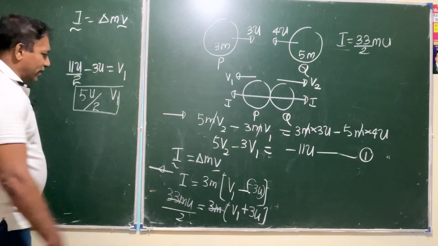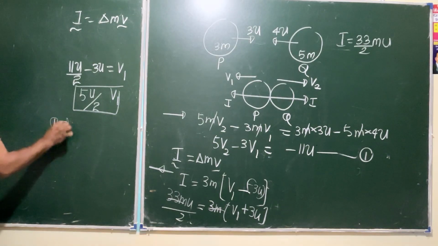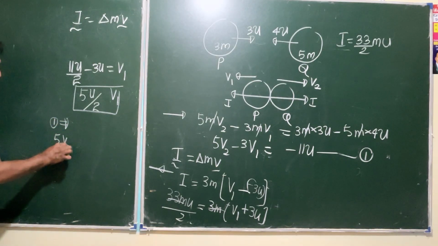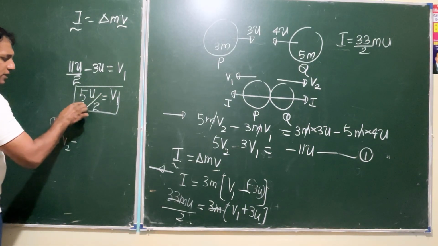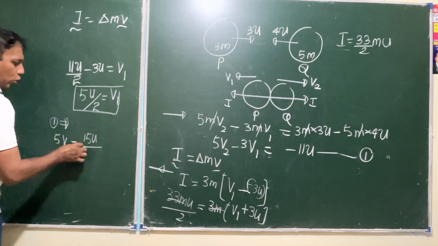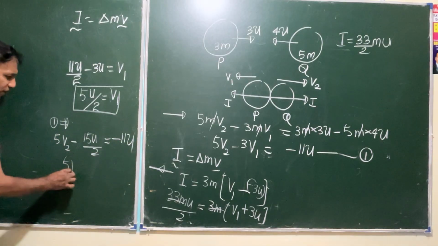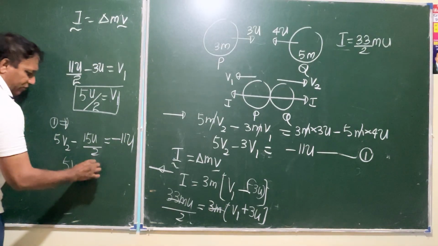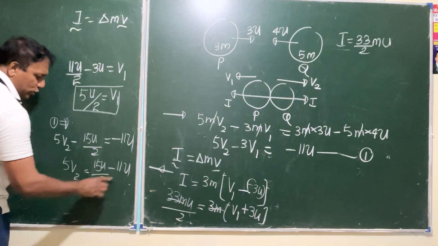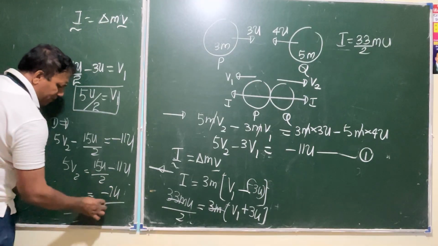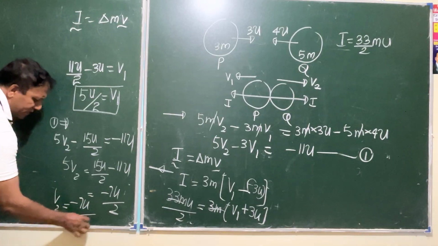After solving, take v1 and put it in the first equation. What is the first equation? 5v2 minus 3v1 equals minus 11u. 3 times 5u over 2 gives 15u over 2, so 5v2 equals 15u by 2 minus 11u, which is minus 7u over 2. Therefore v2 equals minus 7u over 10.